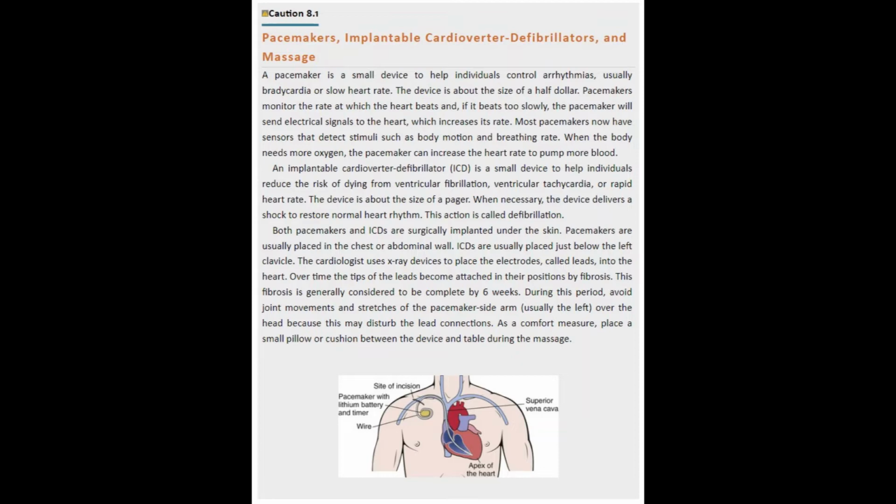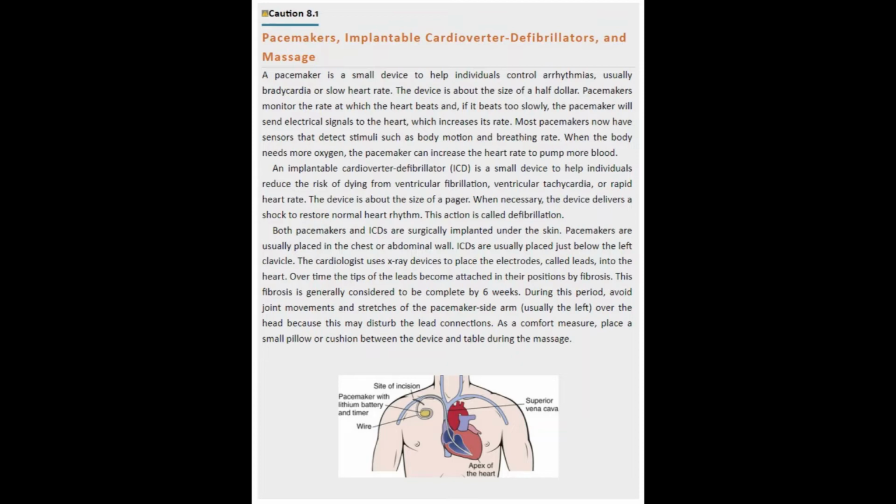All right, as a comfort measure, you can place a small pillow or cushion between the device and table, if they're lying prone during the massage at all. Don't ever do any cross fiber friction after those 6 weeks. We don't want to break up any of the fibrosis or adhesions that are holding that in place.